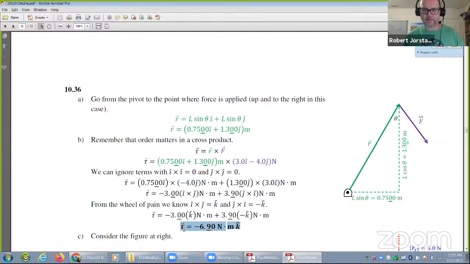Check this direction with the right-hand rule. Does that make sense? To check this with the right-hand rule, take the fingers of your right hand and line them up with the R vector. Curl the tips of your fingers to the F vector. And notice your thumb should point into the page, which corresponds to negative k hat. Again, R goes to F, thumb points into the page using your right hand. So I'm just going to pause. Any questions on 10.36b?